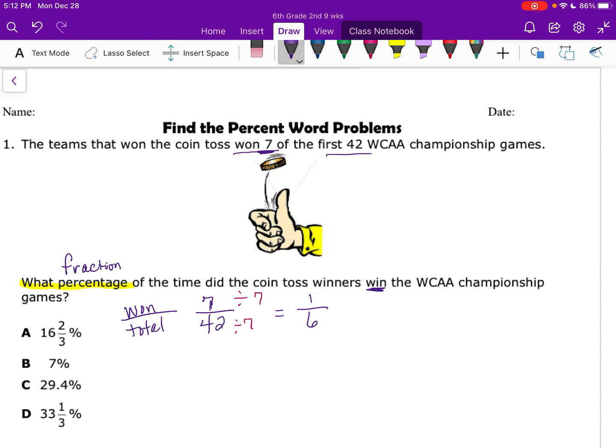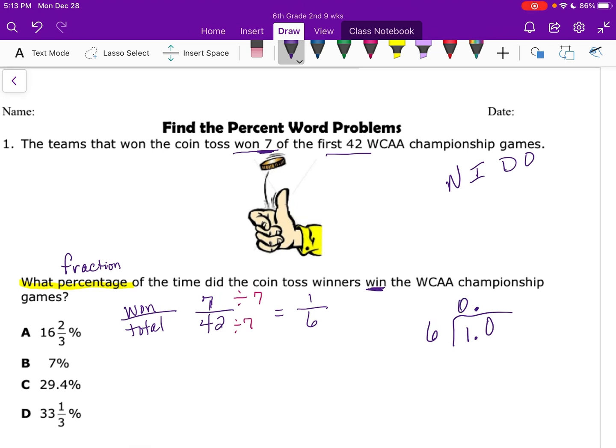Okay? Now the way I teach my children to change a fraction to a decimal is we do Nito. We put the numerator in and the denominator out. So numerator in, denominator out. That's Nito. So the numerator goes inside, the denominator goes outside, and then we put a decimal and a 0. And then we just divide.